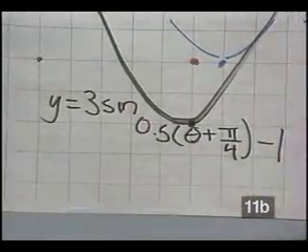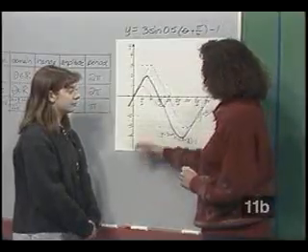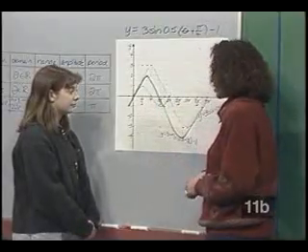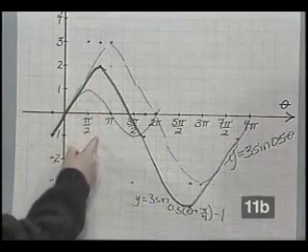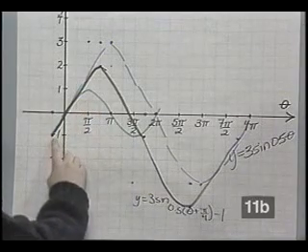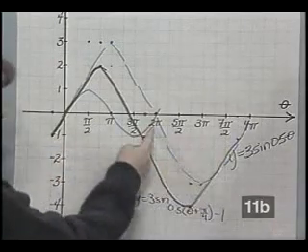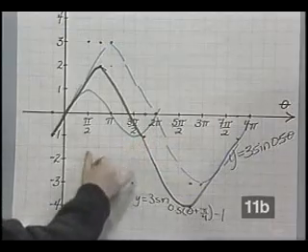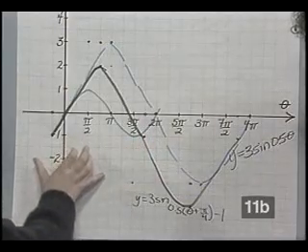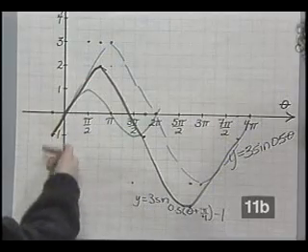Right. Now that we have the graph of our transformed function, let's compare its properties with that of the original function y equals sine theta. Well, the new graph has an amplitude of 3 compared to an amplitude of 1 for y equals sine theta. And the new graph's period has been multiplied by a factor of 2. Right. So it's now 4 pi compared to 2 pi. And the new graph has been phase shifted pi over 4 units to the left. And it's also been vertically translated 1 unit down.